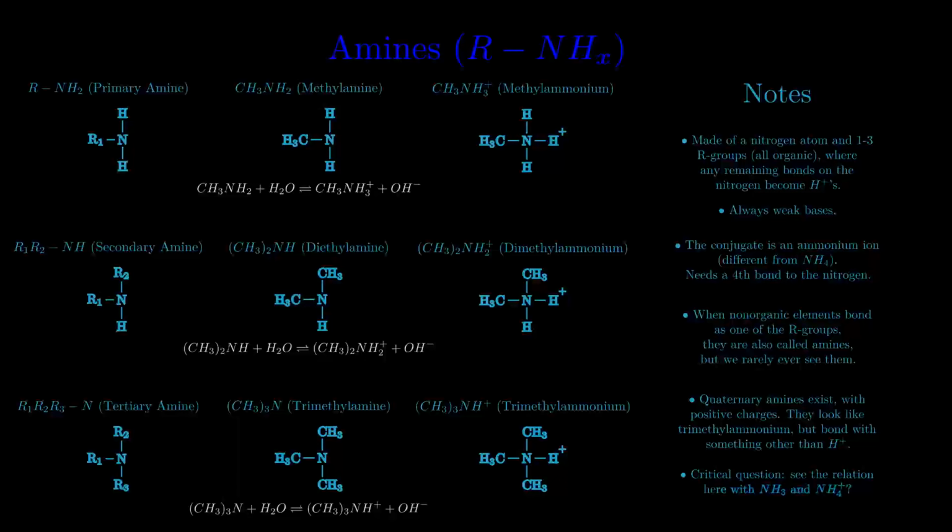That's something you might talk about in non-organic chemistry in college, but we probably won't even see it. We'll probably just see things based on CH3s. So that next one, quaternary amines exist with positive charges. They look like trimethylammonium, but bond with something other than H+. If you look at that bottom right one, trimethylammonium, instead of your final thing being an H+, you would have basically another CH3, and then that one would have a plus above it. That would be an example of a quaternary amine. They're very rare to come by, though, at least in our class. I don't actually know in real chemistry, to be honest.